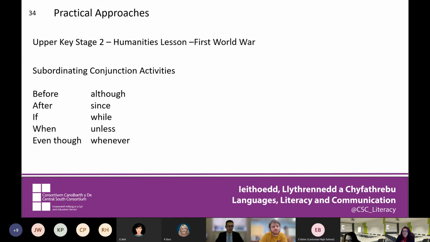To look at subordinating conjunctions, we're now going to move to upper key stage two. And we're going to look at a humanities lesson about the First World War. So the benefits of explicitly teaching subordinating conjunctions are that it boosts vocabulary acquisition, it allows learners to extend their responses, improves reading comprehension, and you can check learner understanding. So I've just put a few of the subordinating conjunctions here.